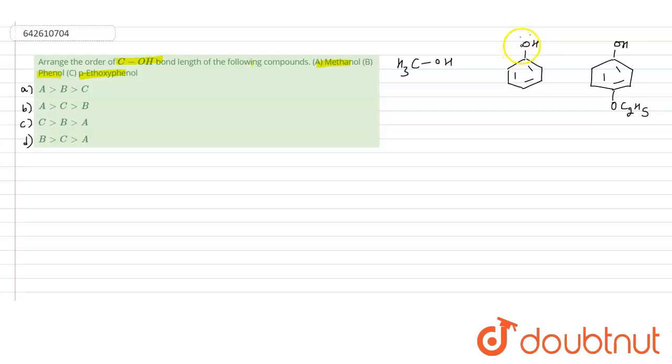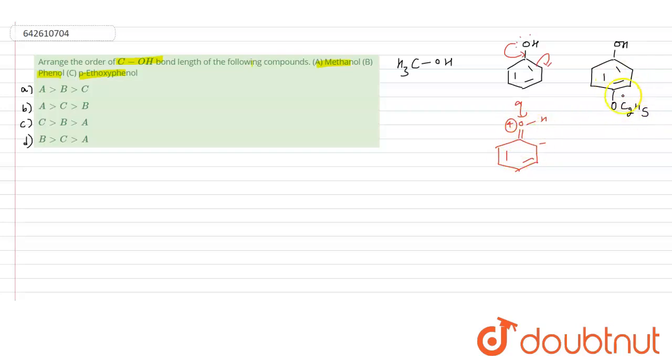there is a lone pair, and this lone pair participates in the resonance. The lone pair delocalizes here, and there is the result of partial double bond character. So the structure becomes like this, with a negative charge here. As you can see, this C-O bond has a partial double bond character.